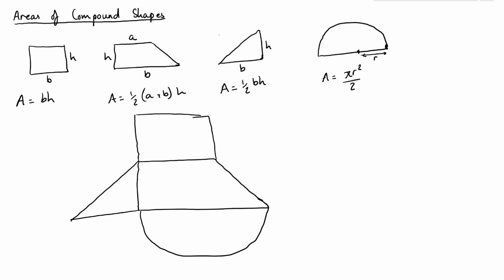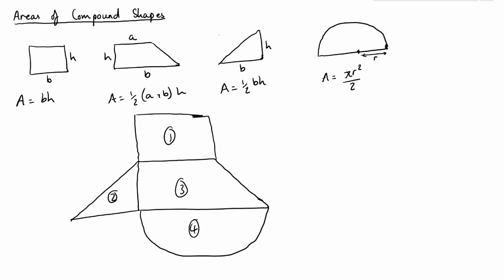Now, essentially, we haven't changed anything. All we've done is add the shapes together, and so that's exactly what we would do. We would find out the area of shape 1, the area of shape 2, area of shape 3, and area of shape 4, and we would just add them together. And so the way we're going to do that is the area of 1.